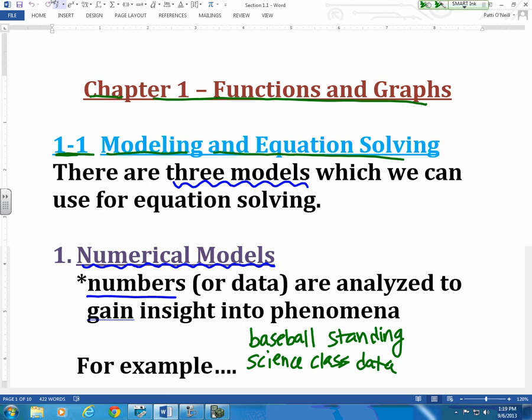If you're collecting data in a science class, that's information that you can use in order to write an equation from or put a graph together from, and that would be considered to be numerical model information. So numerical models will be one type of model that we're going to see as we go through the course. The most basic, definitely, because there's no picture or no equation put to it. It's just a set of data presented to us.